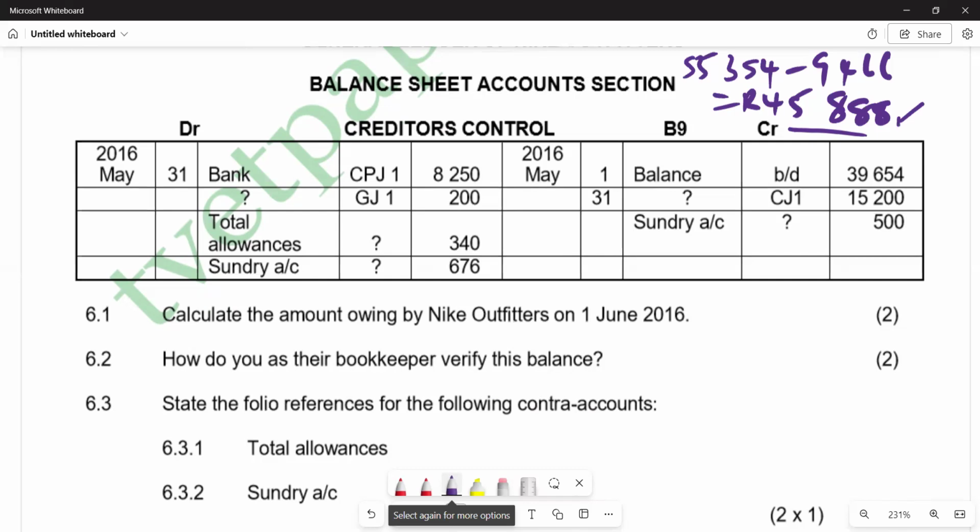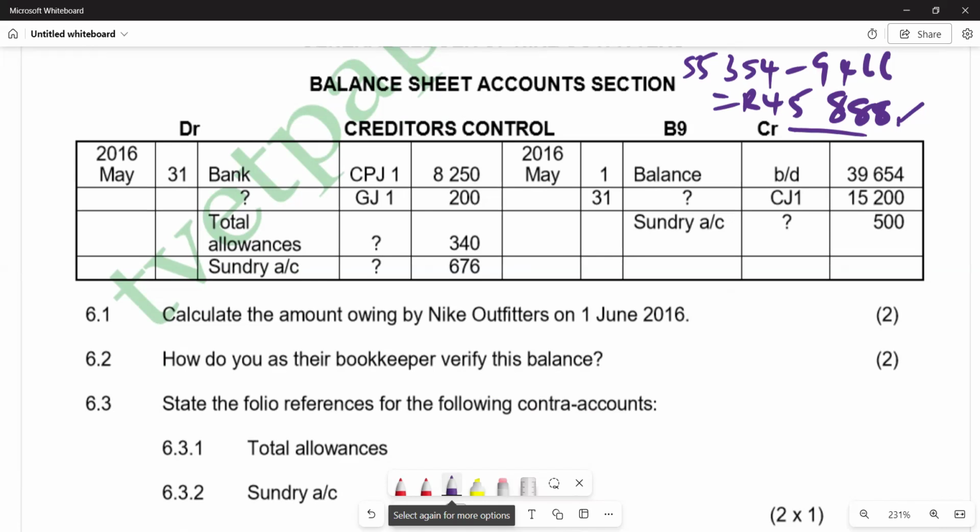So what we are trying to say is the amount that we're going to have is our balance on 1 June 2016, which is our balance BD, should be the same as the total of the creditors list in the ledger. So if you look at it now, we are saying this amount should be the same. So this is exactly how we are going to verify that this balance is correct.